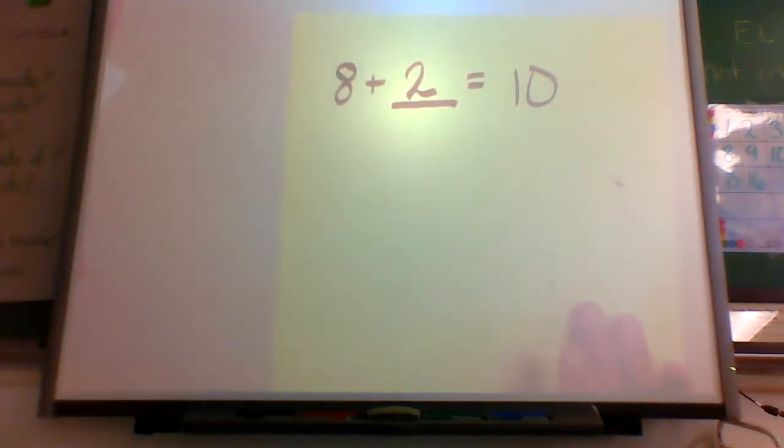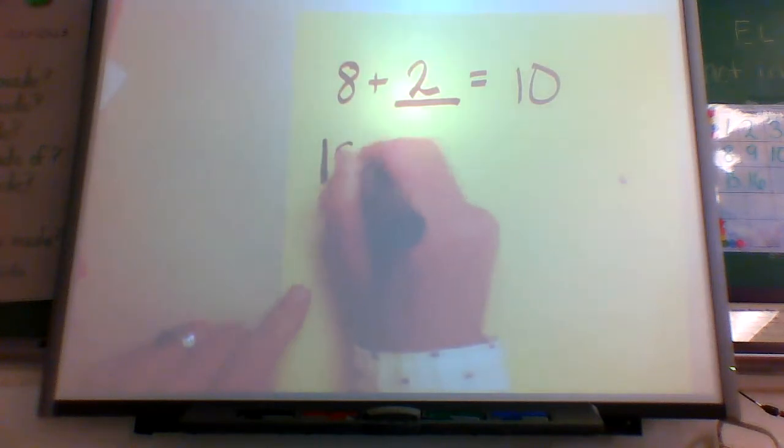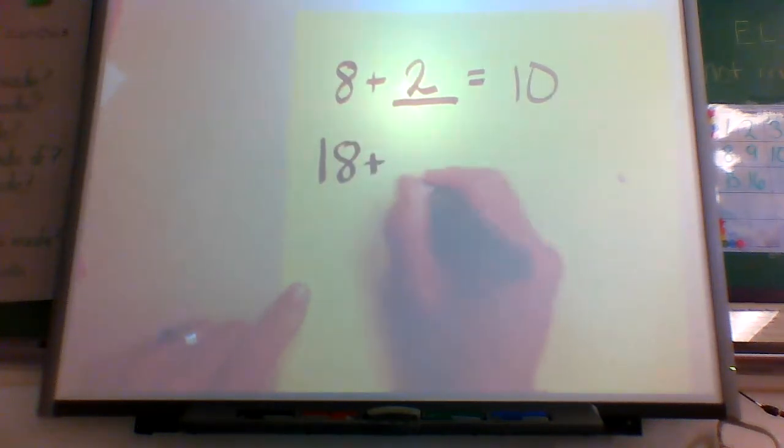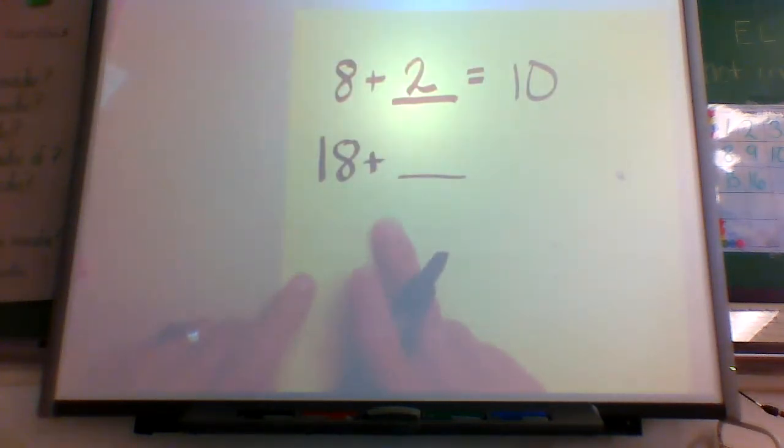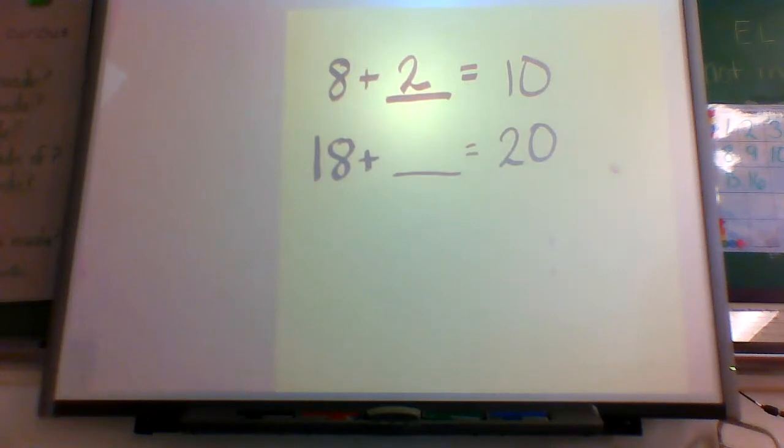So I'm asking you to make a connection to these 10 frames. We're going to try another one. You're going to think it's trickier, but I promise you it's not. How about this? 18 plus what will get me to the next 10, which is going to be 20? Okay? Now let's see. Give you a chance to think about that.